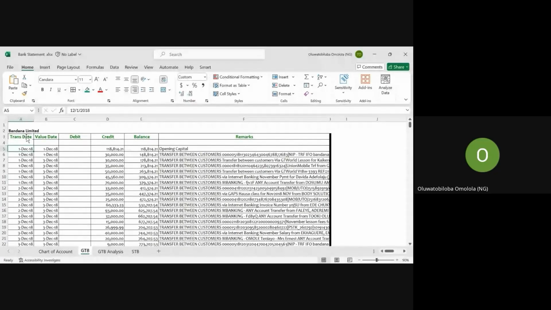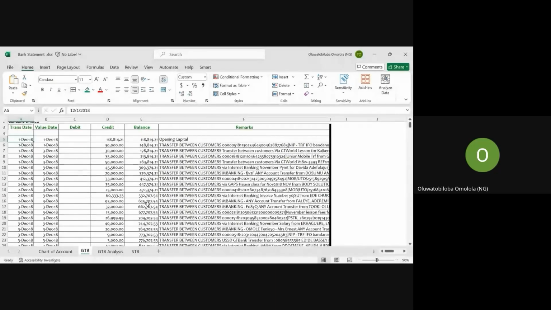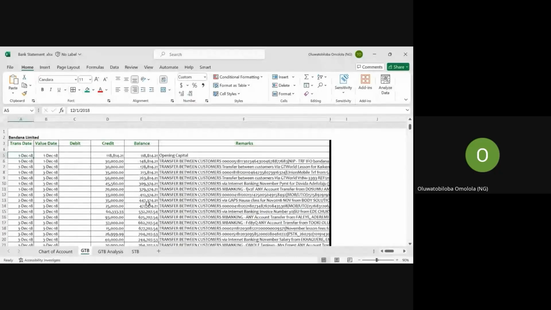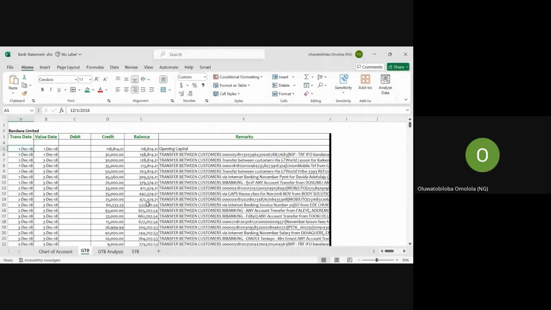You see, this is typically the way you see your bank statement. This is a sample bank statement from Bandana Limited. All right. I'm just going to assume this is for a particular year, right? So what we're going to do now is analyze each and every component of the bank statement. And when we are analyzing, we are going to need a guide.